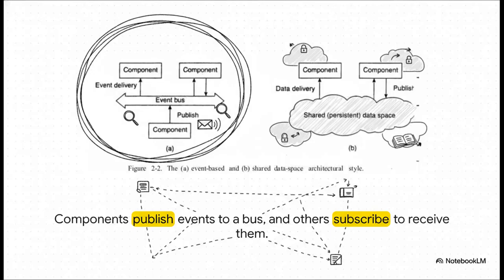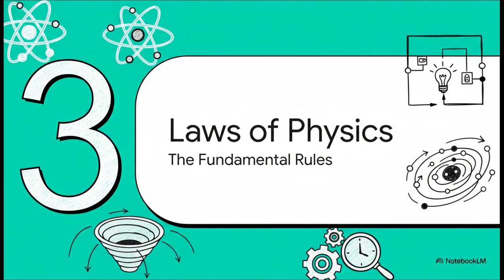Okay, let's zoom in on that last one. In an event-based system, components don't talk to each other directly. Instead, one component publishes an event, like, hey, a new user signed up, to a shared event bus. Then, other interested components can subscribe to that event and react whenever it happens. This creates what we call a loosely coupled system. And it's incredibly flexible because you can add, remove, or change components without breaking all the connections between everything else. It's really powerful.